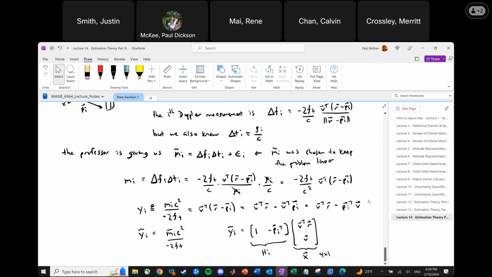Why is it that when you solve for the state vector in this problem, the v transpose r term is a scalar rather than a vector? Well, let me answer your question with a question. Is v transpose r a scalar or is v transpose r a vector?